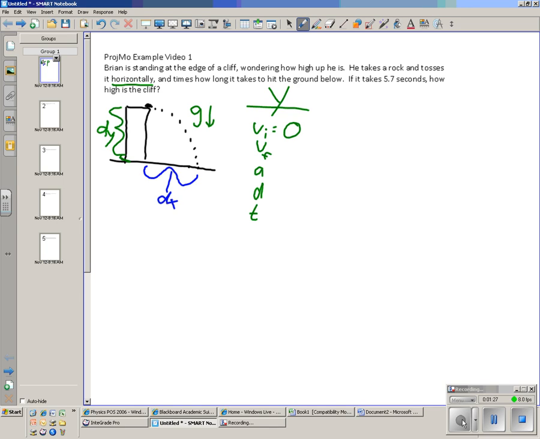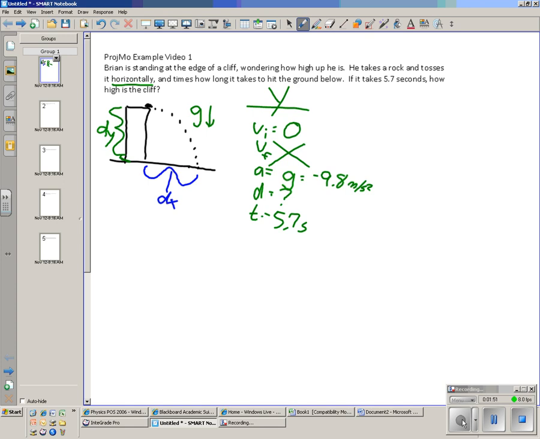The final velocity, I don't really care about. The acceleration is going to be g, which is negative 9.8 meters per second squared. The displacement, that's what I'm focused on. And the time is 5.7 seconds. So I'm going to be looking for an equation without final velocity in it.